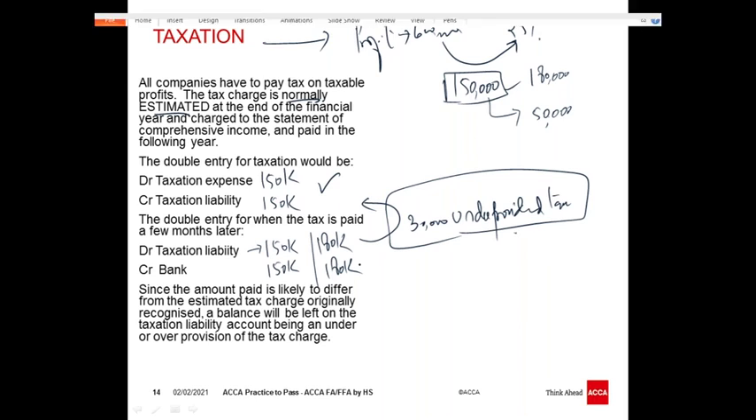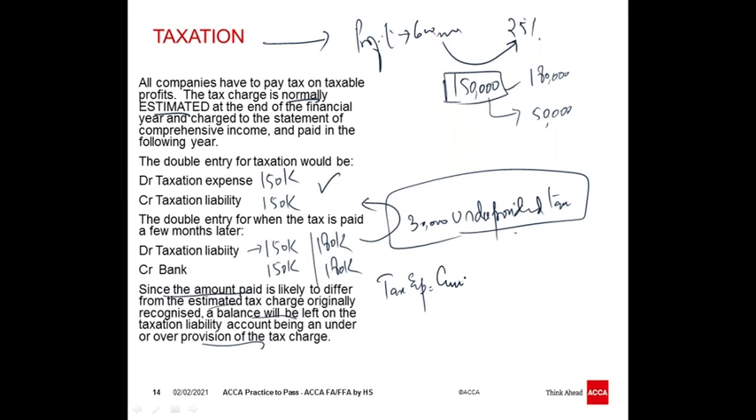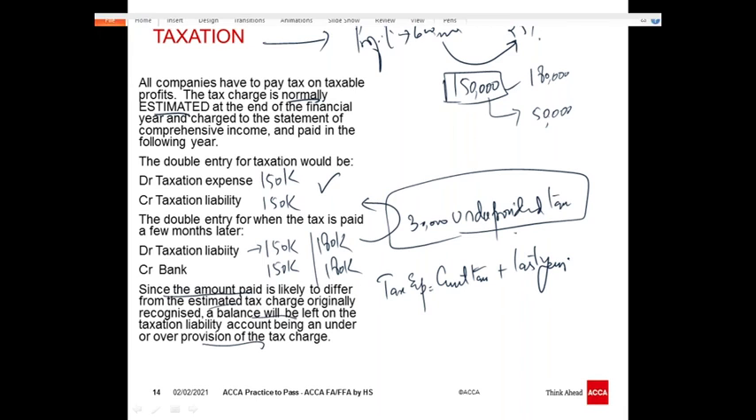So just read this wording. Since the amount paid is likely to differ from the estimated tax charge originally recognized, a balance is left on the tax liability, being the under or overpaid provision of the tax. So do remember this point. The tax expense for the next year will be equivalent to the next year's current tax plus last year's underprovided tax.